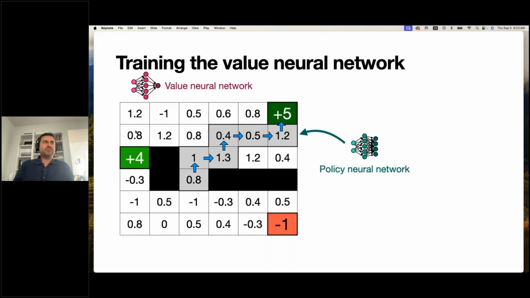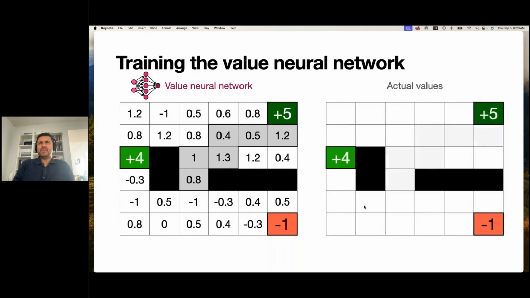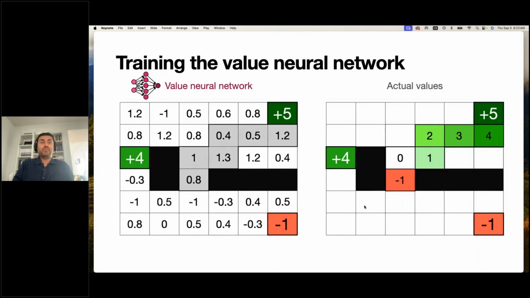So I have my value neural network to give me some values, my policy neural network to give me some arrows. They're not great, but I can work with them. And then what I do is I compare it to the actual value. So I do the exact same thing as before, basically, except now I'm not gonna update the values. I'm gonna update the policy. So how do I update the policy?